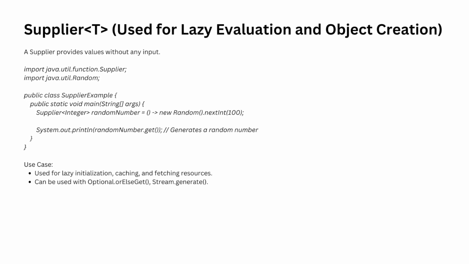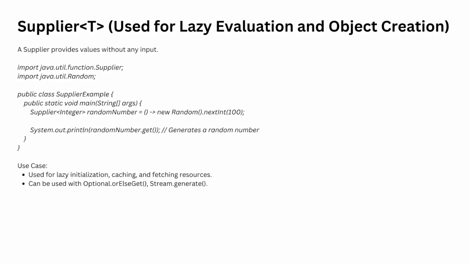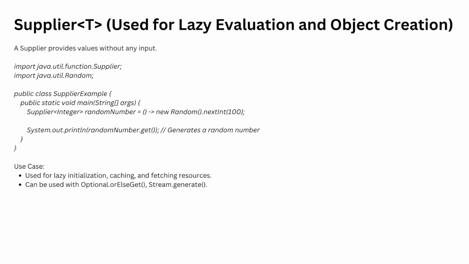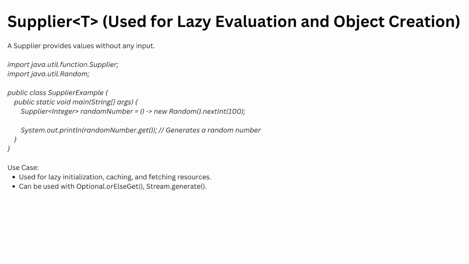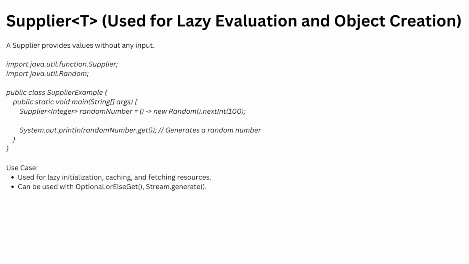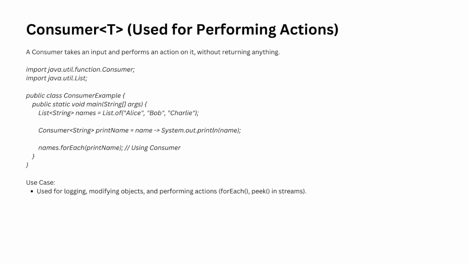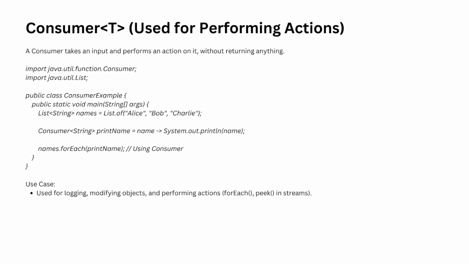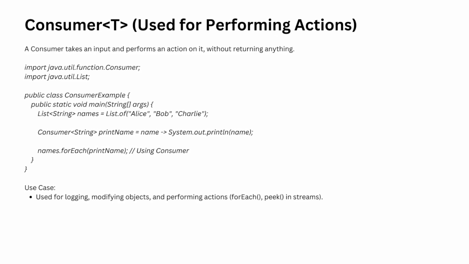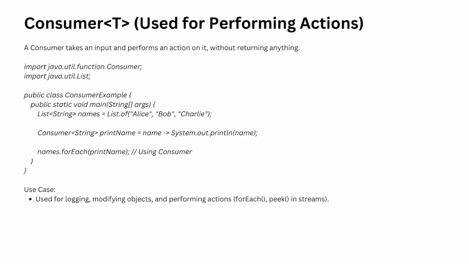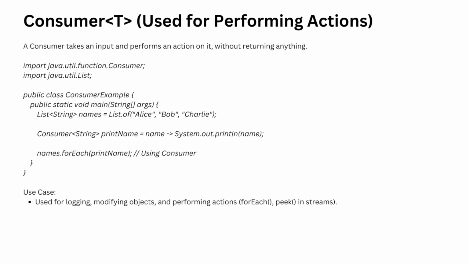Supplier represents a supplier of results. It does not take any arguments but returns a value. Here you use the get method and the use case is lazy evaluation, factory methods, or let's say supplying default values, right? Now Consumer is different. This represents an operation that takes a single argument and performs some action, but does not return a result. Here you have the accept method. The use case is performing operations like printing, logging or modifying objects, because you don't return a result.